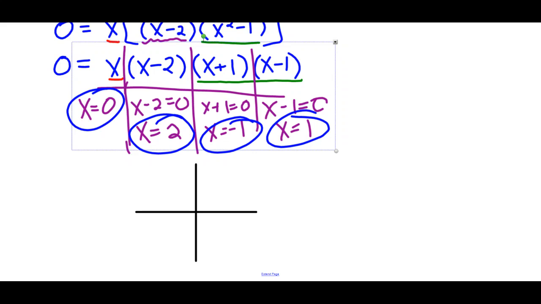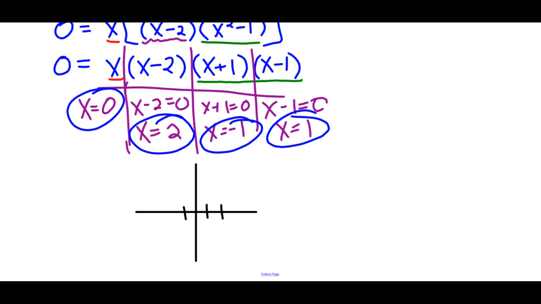So finally, if we want to draw a sketch of this, we have 0, 2, negative 1, and 1. So they're all kind of close together. Our end behavior says that they're both increasing. So approximately our graph looks something like this. Up, back down. There you go.